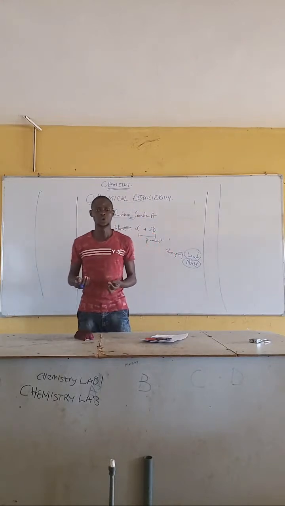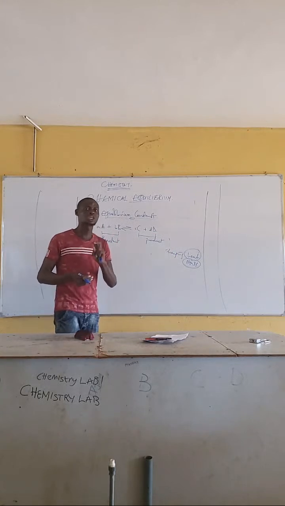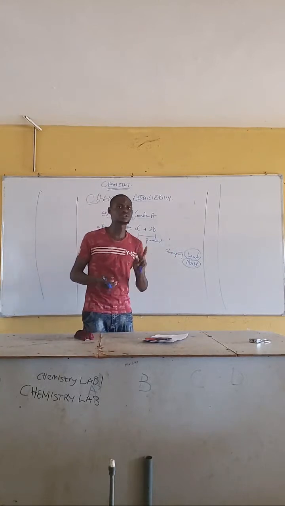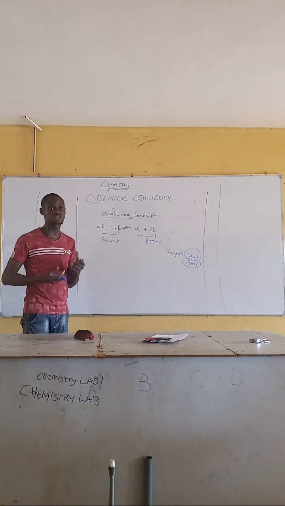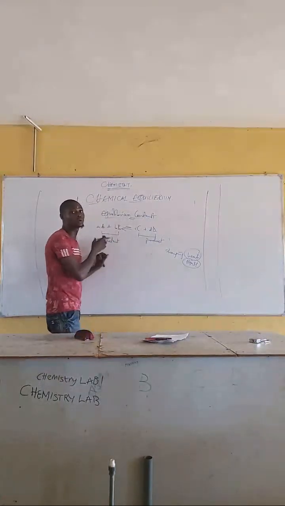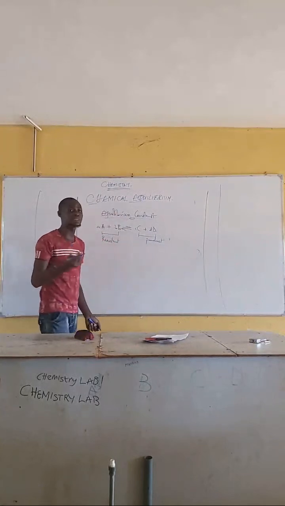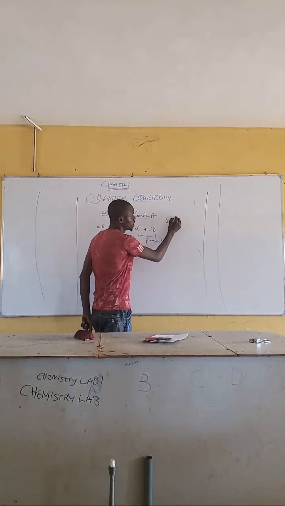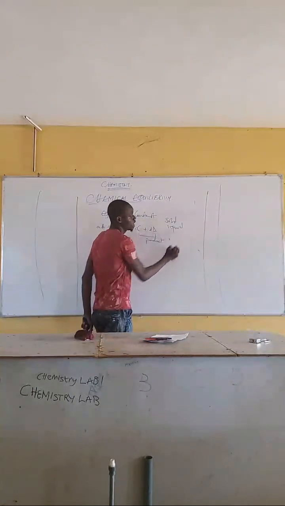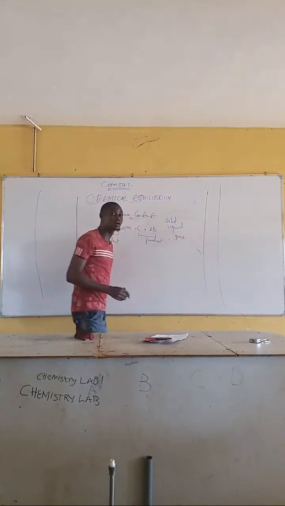it is the ratio of the concentration of the products to the concentration of the reactants. The ratio of the concentration of the products to the concentration of the reactants, that's what we call equilibrium constants. Now, these equilibrium constants can be for a solid and a liquid, and we can also have an equilibrium constant for gases.